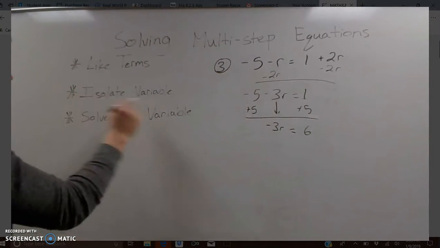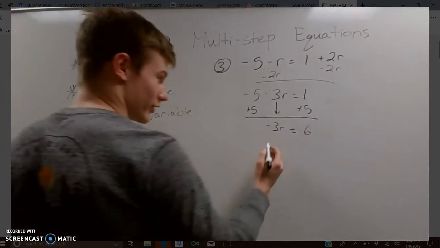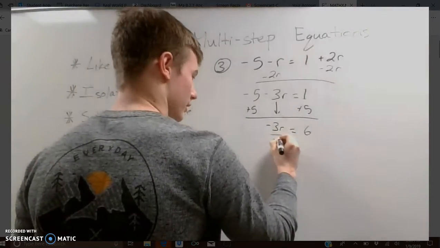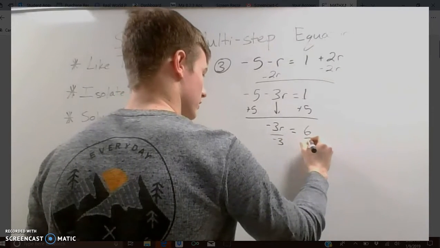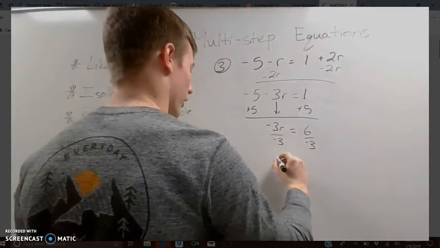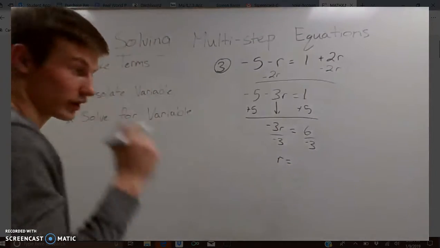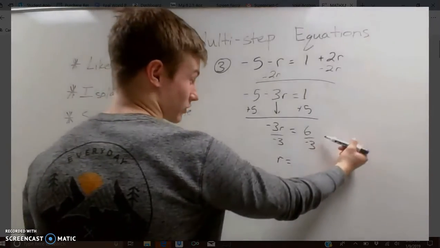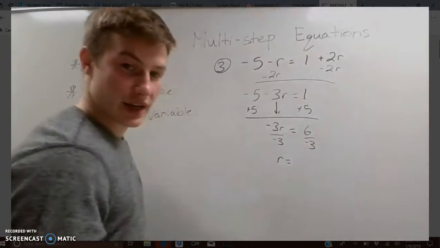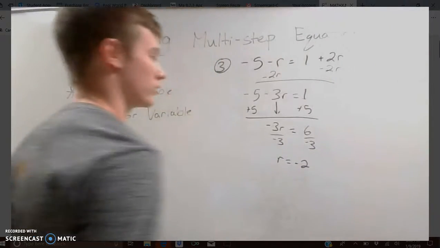Now we want to isolate our variable. We want to get our variable alone. So how we're going to do that is we're going to divide by 3 to both sides. We get negative 3 divided by 3, which is r. So now we have r isolated. We have r alone. So our next goal is to solve. So by solving, we have 6 divided by negative 3. Therefore, our answer for r is negative 2.